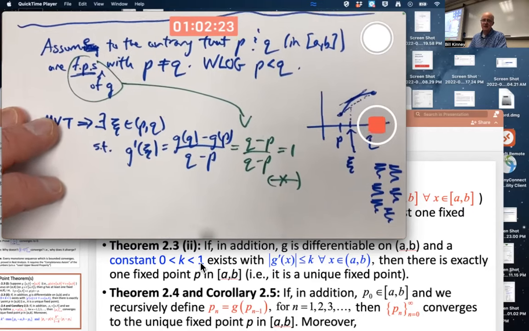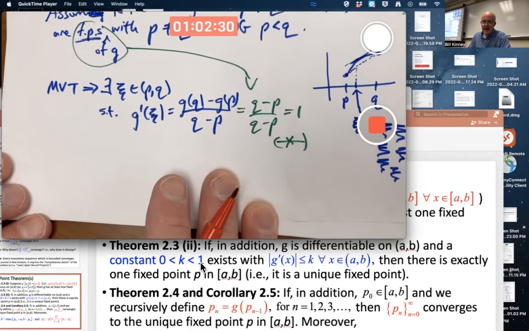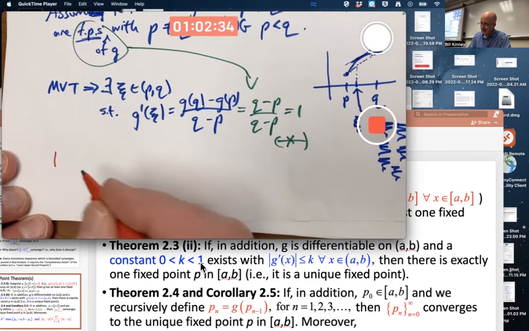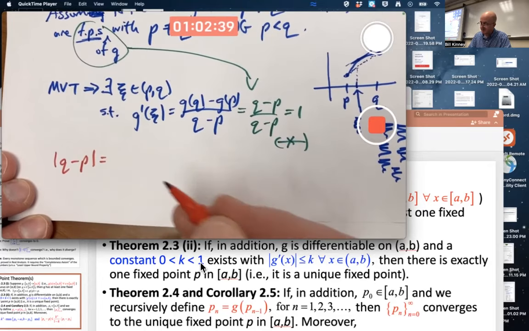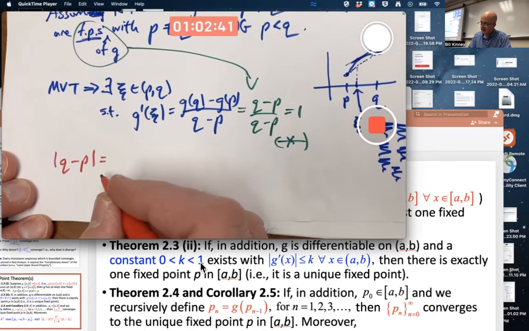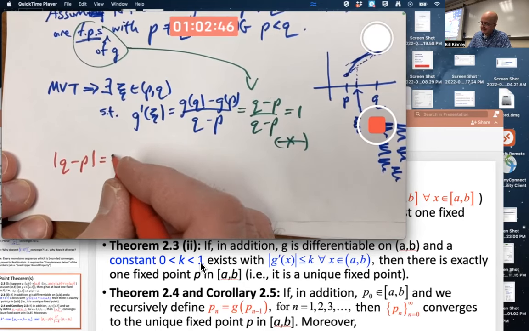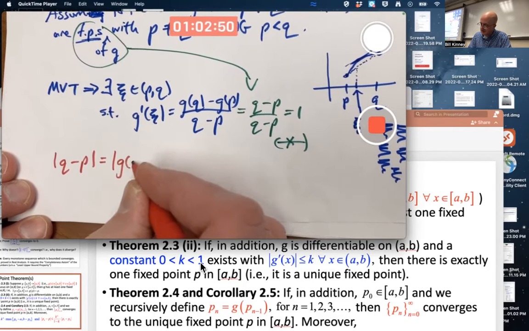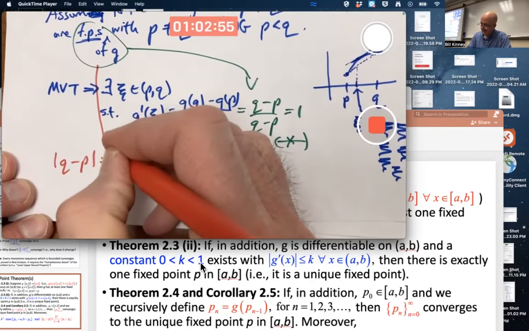Now, again, the book gives a different argument. Again, I'd say this one maybe is superior because it's just quicker. They take this equation and rewrite it based on this. They switch the order of P and Q around, but it's not a big deal. The distance between Q and P, which is the absolute value of their difference, since Q and P are fixed points, is the same as the absolute value of G of Q minus G of P.